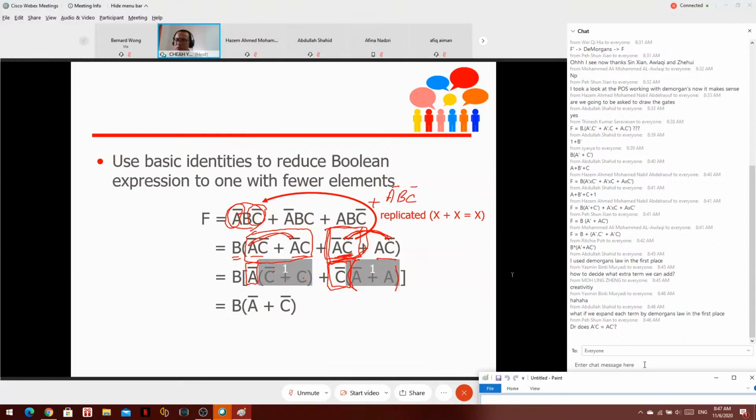Shahid, you said that you use De Morgan's theorem. I don't know what you mean by De Morgan's theorem. You mean you expanded by De Morgan's theorem? That means you use something like this, is it? F equals, you did this. How do you use De Morgan's theorem here? That means you use not A or B or not C, something like that, and then you also did something like that. But I do not know how that would help to simplify this particular function.